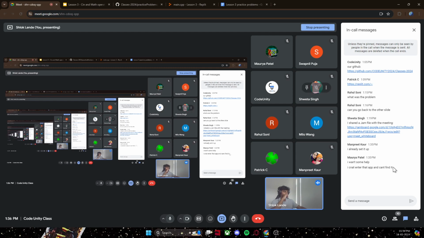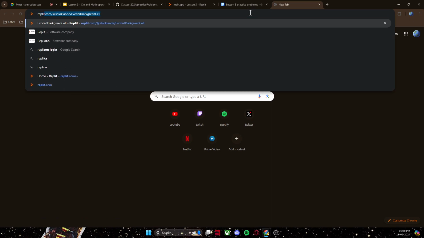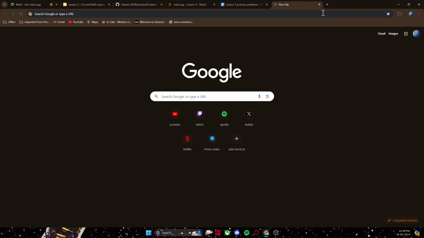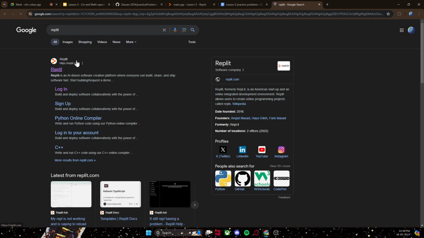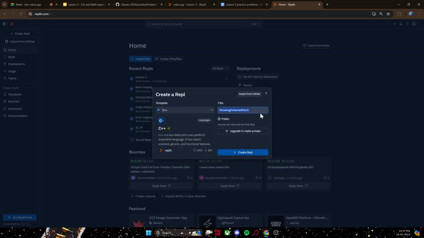I can't enter the app. I can't find it. It's not an application, so if you just search up Replit on Google, and then just enter, you'll see this website. You click on it, and it'll ask you to log in, or I think start building. So you click on it and make an account, and when you make an account, it asks you to create a Replit, and then you just select C++ and create it.